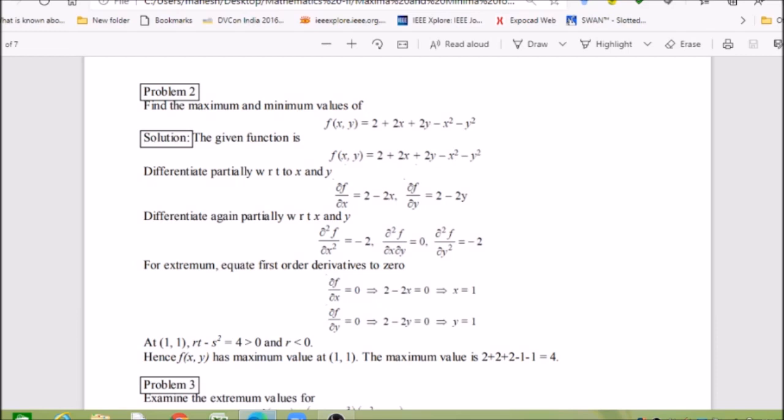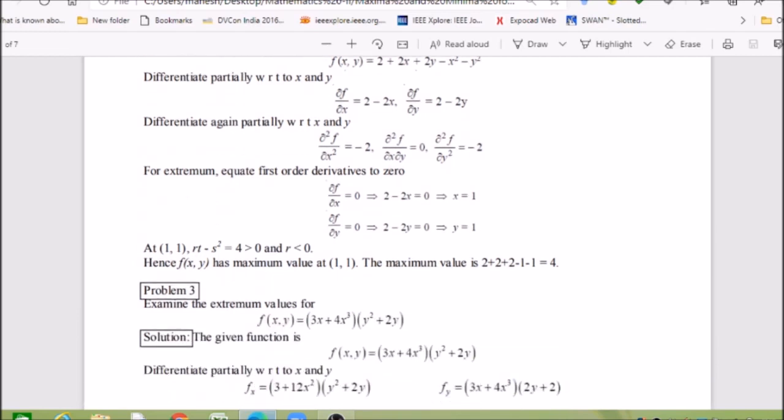Again differentiating partially with respect to x and y. ∂²f/∂x² is −2. ∂²f/∂x∂y is equal to 0. ∂²f/∂y² is equal to −2. So to get the stationary points, equate first order derivatives to 0. So here we get x = 1 and y = 1. So we have only one stationary point.